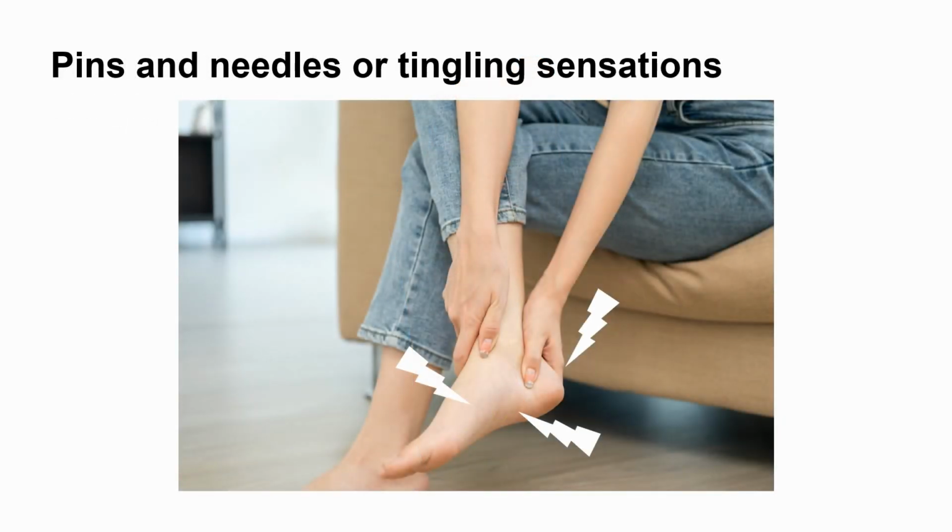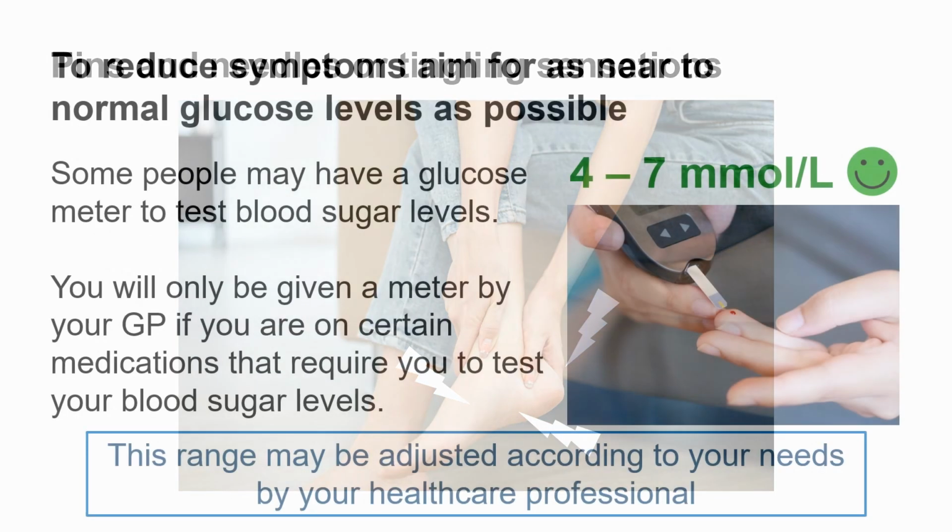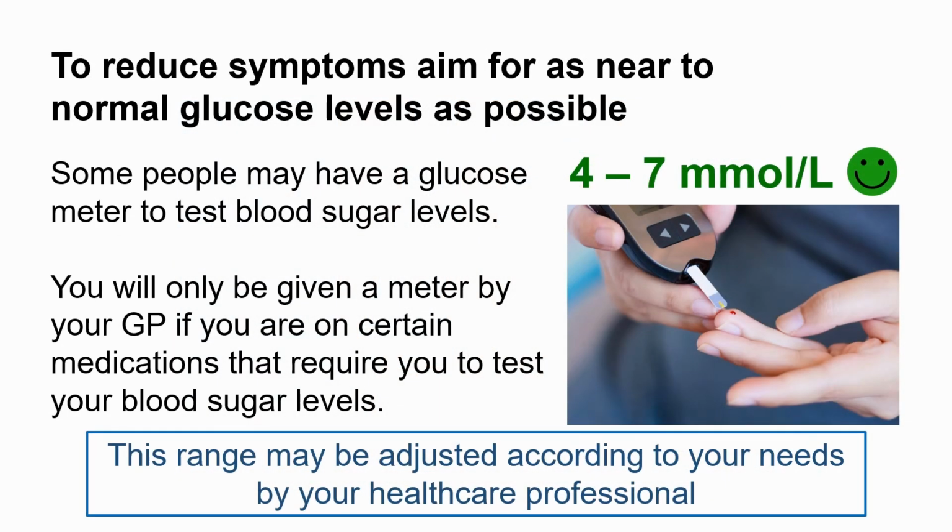Pins and needles or tingling sensations can be a symptom. Tingling or pins and needles seem to most commonly affect the feet and toes, but can also affect the hands and fingers too. We will now talk about how we can reduce the symptoms of type 2 diabetes.